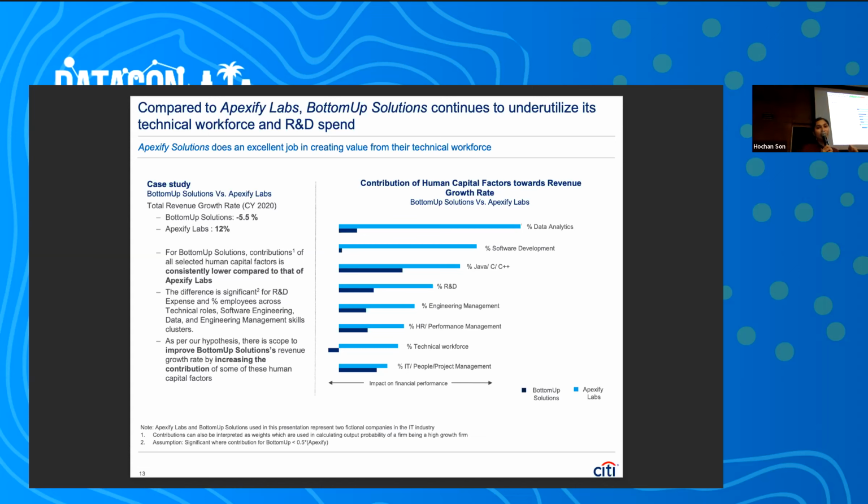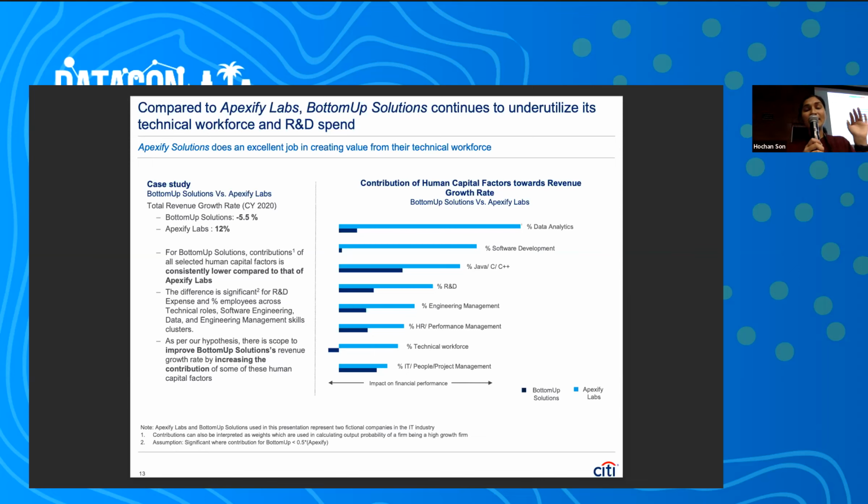So on the right side, you can see I have shown the contribution of these human capital factors toward the total revenue growth rate. The color for Bottom Up Solution, which is the low growth firm, is dark blue. The color for Apexify Labs, which is the high growth firm, is light blue. And you can see the bar plot here.